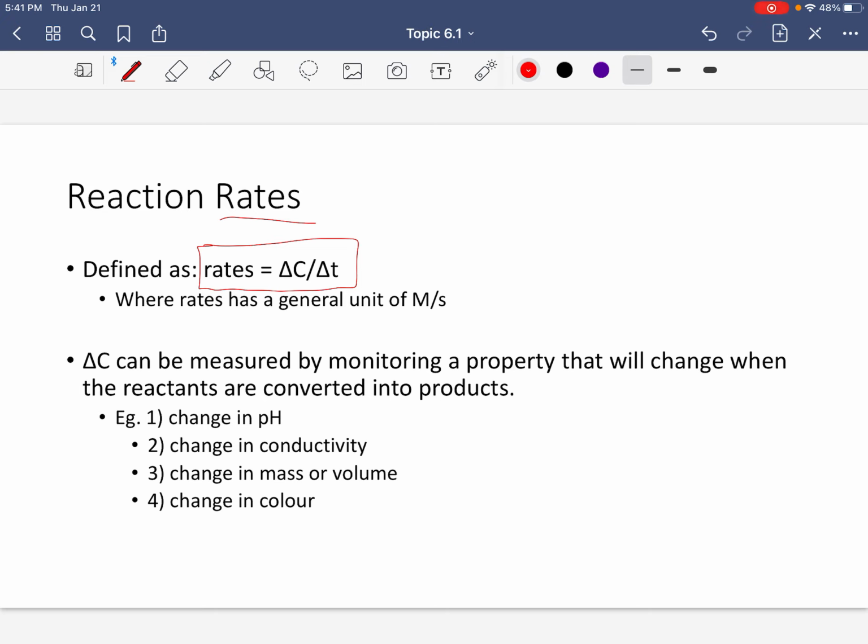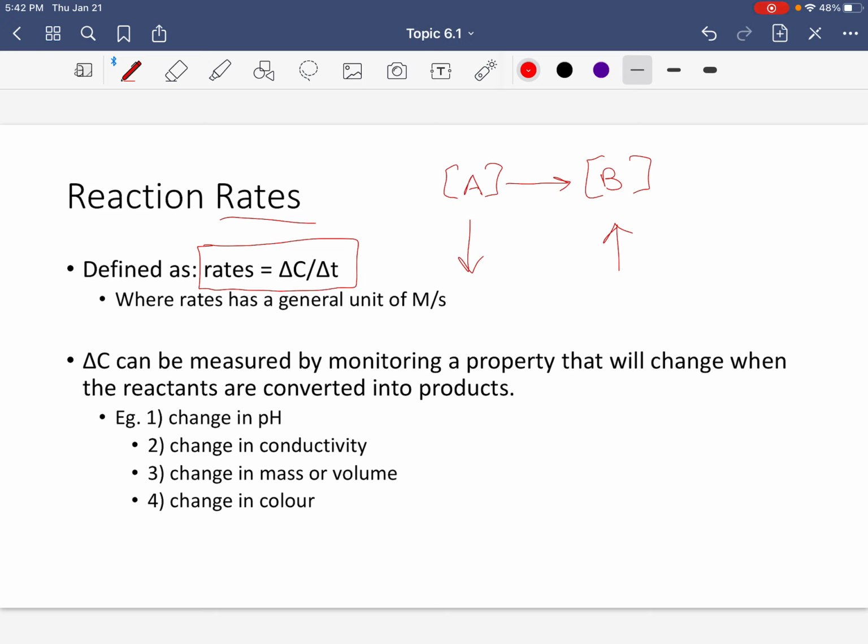I hope. I have a reaction right here. Let's just say A becoming B, some random reaction. As this reaction proceeds, you can see that the amount of A will decrease, while the amount of B will increase. That's something you might want to make sure you understand.